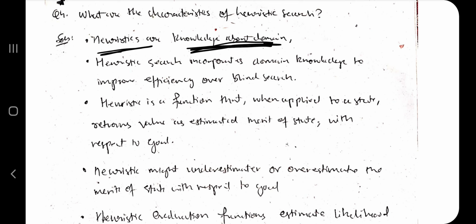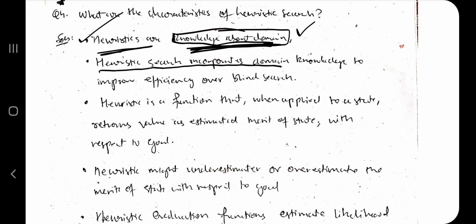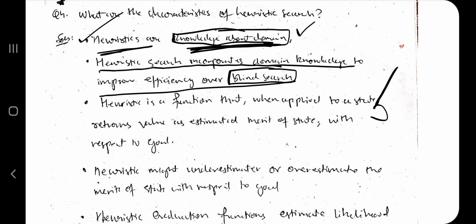The first very important concept in heuristics is knowledge about the domain. How can you give a hint if you don't know what the domain is about? It's impossible to give a hint without having the knowledge itself, right? Knowledge is the first key thing you need to know when you are dealing with heuristics: knowledge about the domain. Next, heuristic search incorporates domain knowledge to improve the efficiency over blind search. Blind search is BFS and DFS. It does not have any hint, it explores all the things present in the tree.